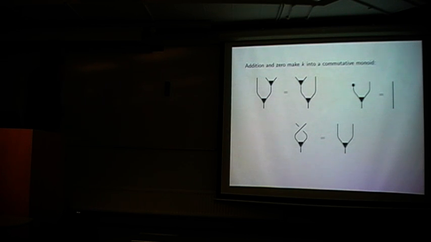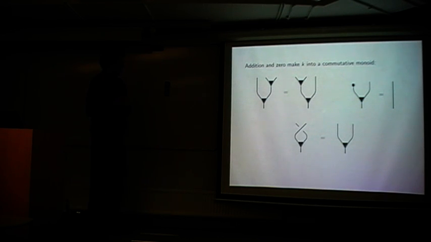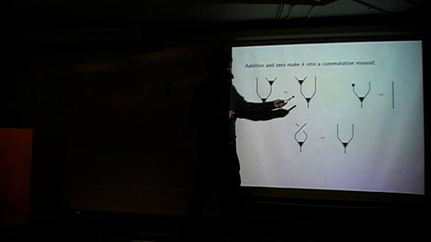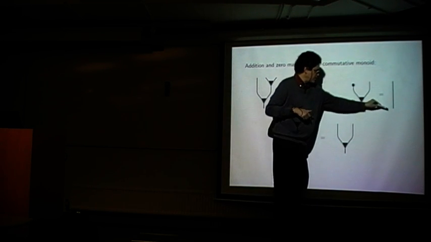They come in bunches. So the first bunch are all about addition and zero, and they say the expected things. Addition is associative. Zero behaves as it should. You add anything to zero, and it's the same as doing nothing at all.